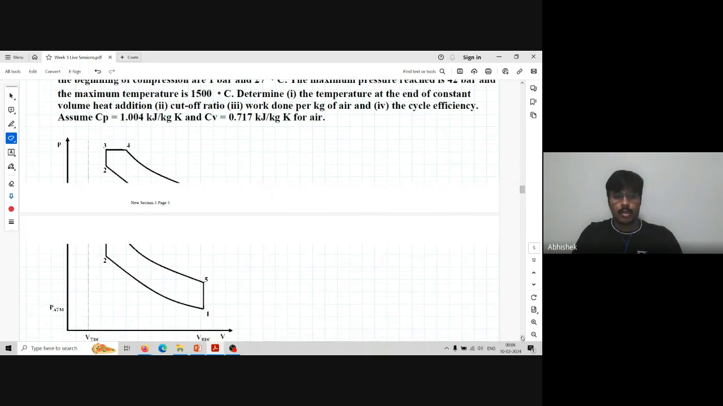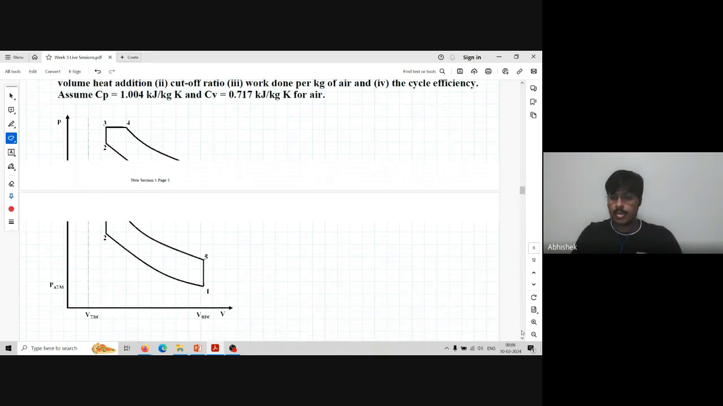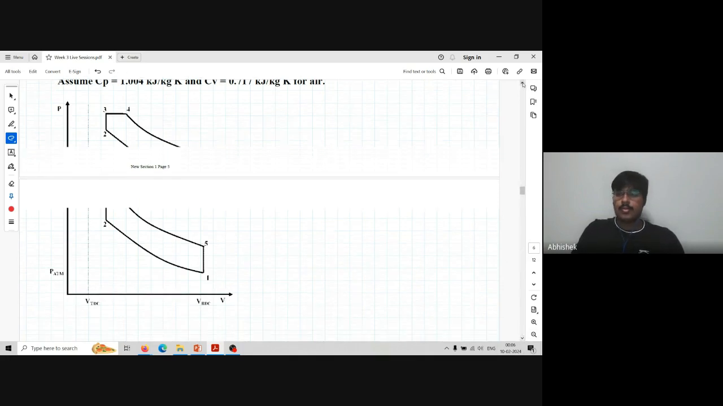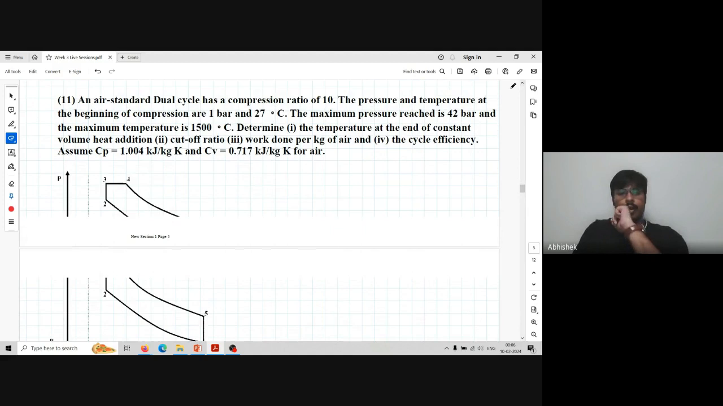Then we come to the numerical. So this is a question on the dual cycle, the simple cyclic engine. Just tell me, just reading the question, whether you can solve or I should start solving. The air standard dual cycle has a compression ratio of 10. The pressure and the temperature at the beginning of the compression are 1 bar and 27 degrees Celsius. The maximum pressure reached is 42 bar and the maximum temperature is 1500 degrees Celsius. Determine the temperature at the end of the constant volume heat addition, cutoff ratio, work done per kg of air, and the cyclic efficiency. Tell me. I'm giving you 1 minute. Just tell me whether you can solve or we should start solving.